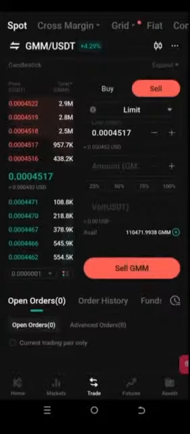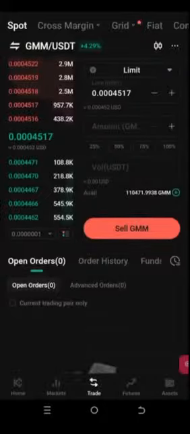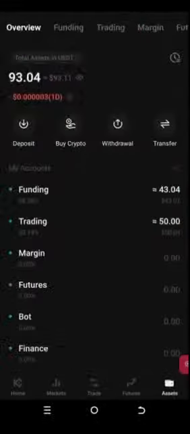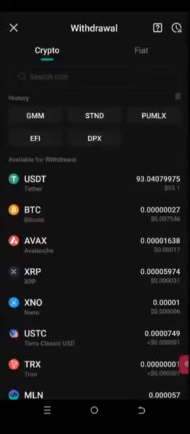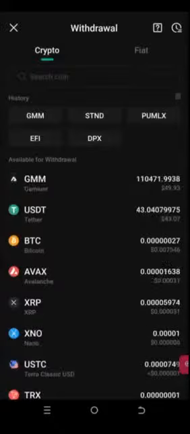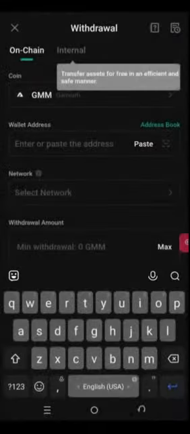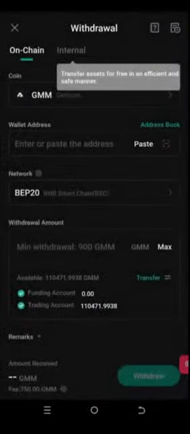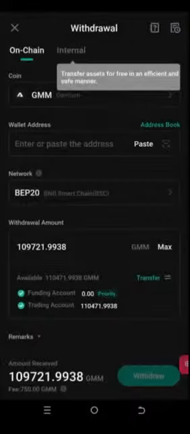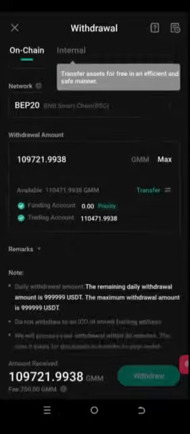So what we have here is 110,471. Okay, so we're going to quickly send this over to Mexi. So let's go and get all the details we need. We're just going to go over to our funding, and then we just withdraw. Okay, so we're going to withdraw GMM. We're selecting the network, which is BEP20. Okay, and the max. Good, so it has already deducted its own fee. So let's go over and put in all the other details.